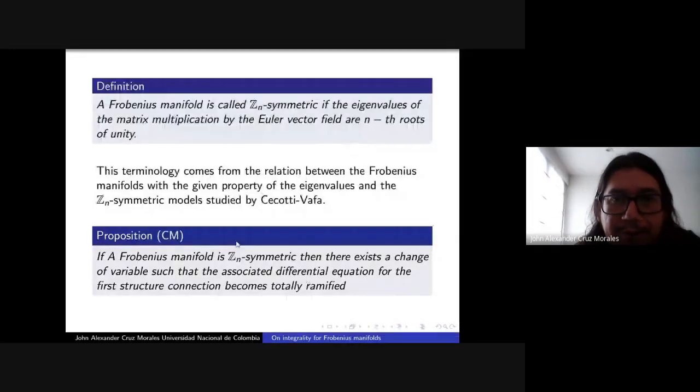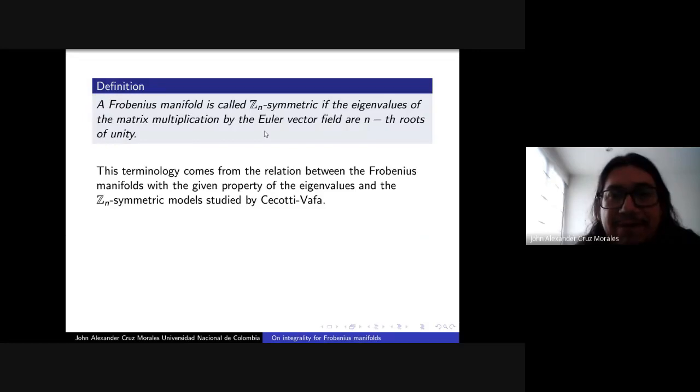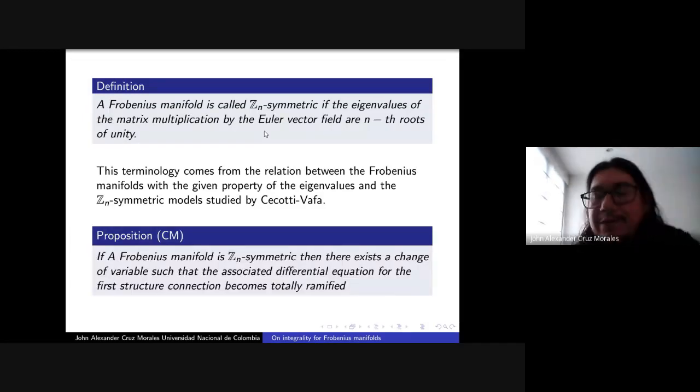The first proposition is: if we have a Frobenius manifold of this type, then there exists a change of variable such that we can take the unramified equation and make it totally ramified. So in the case when you have this property for the eigenvalues, the unramified equation, which I defined as the first structural connection, actually becomes totally ramified by an easy change of variable. That's something we can do.